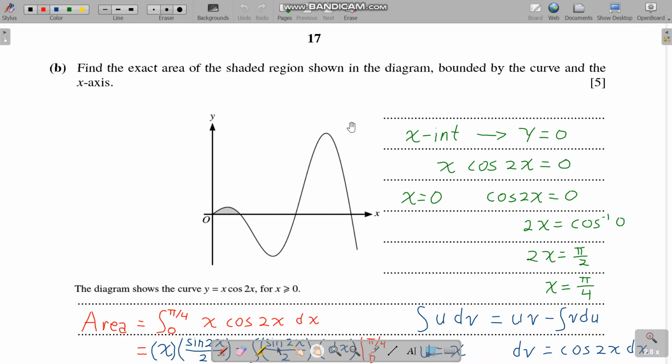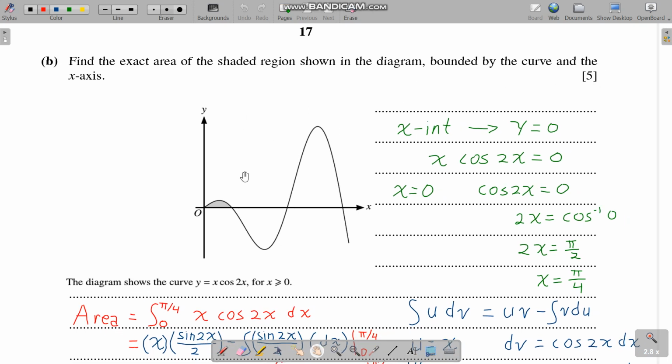This question is about integration. Find the exact area of the shaded region shown in the diagram bounded by the curve and the x-axis. So from the previous part, we have the diagram and the equation. To find the area, we need to find the terminals of integration. So we need to find the x-intercepts in between the shaded area here.